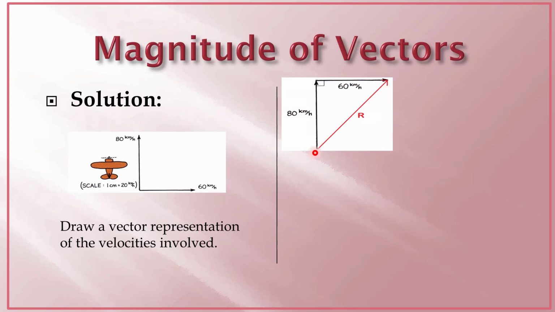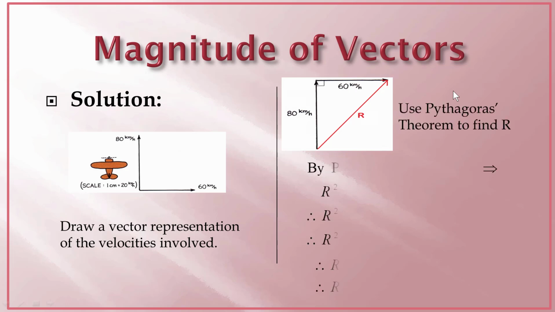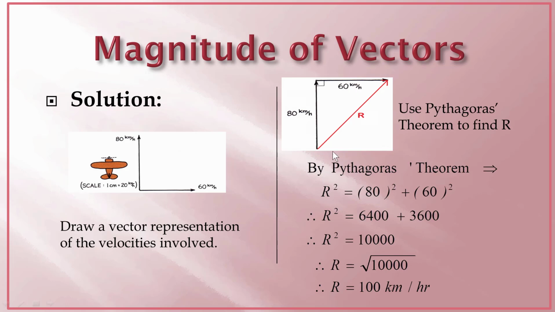In this way we will find the resultant, but we are not going to measure it with the help of a scale. We will use trigonometry to solve it. Use the Pythagoras theorem to find the resultant. How? We know that hypotenuse square is equal to perpendicular square plus base square. So we can write it as r square is equal to 80 square plus 60 square. We solve these, take the square root, and find the result as 100 kilometers per hour. So the magnitude of the resultant velocity is 100 kilometers per hour.